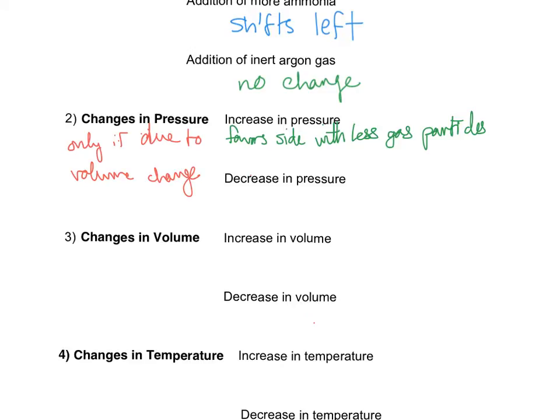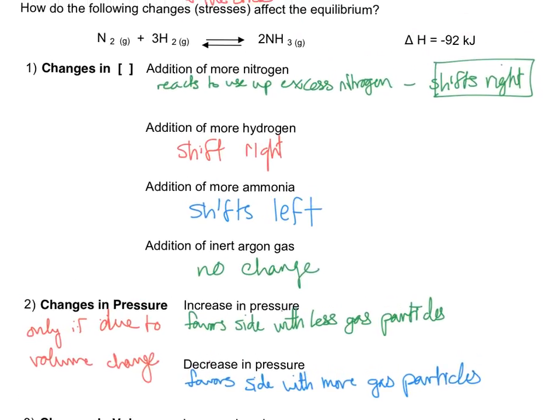In the same way, if you decrease the pressure, then it's going to favor the side with more gas particles. Again, that should make sense because if you decrease pressure, that means you have less collisions than you should. And so to make up for that, it's going to go to the side with more gas particles so that there are more collisions. So in our reaction here, let's look at it.